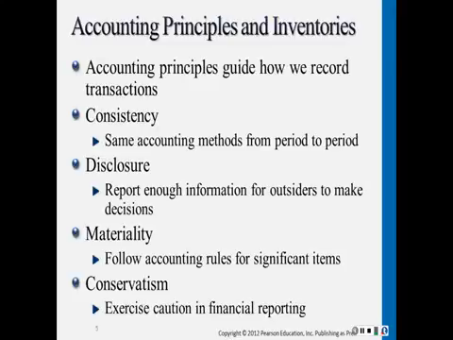Companies must report any changes in the accounting methods they use. Investors need this information to make wise decisions about the company. The disclosure principle holds that a company should report enough information for outsiders to make wise decisions about the company. In short, the company should report relevant, reliable, and comparable information about itself. This means disclosing the method being used to account for inventories.